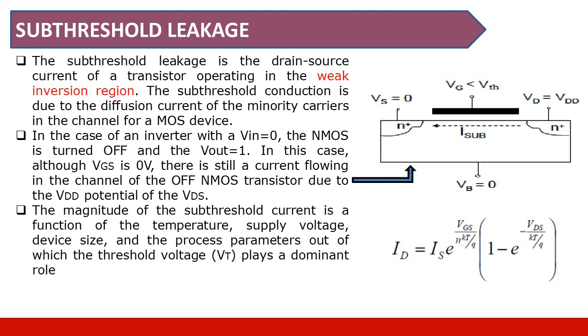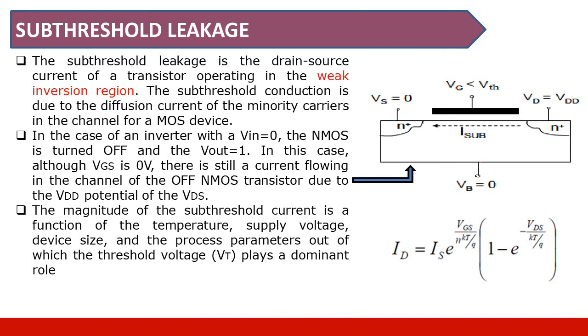One case I have noted here also. If we talk of an inverter, when input is 0 to the inverter, it means NMOS is turned off and Vout will be 1 because PMOS will be on when input is 0. Now in this case, although we have gate voltage VGS 0 volt, there is still a current flowing into the NMOS transistor due to the VDD potential over here, which will generate a very high electric field. And this was not a problem with the long channel devices.